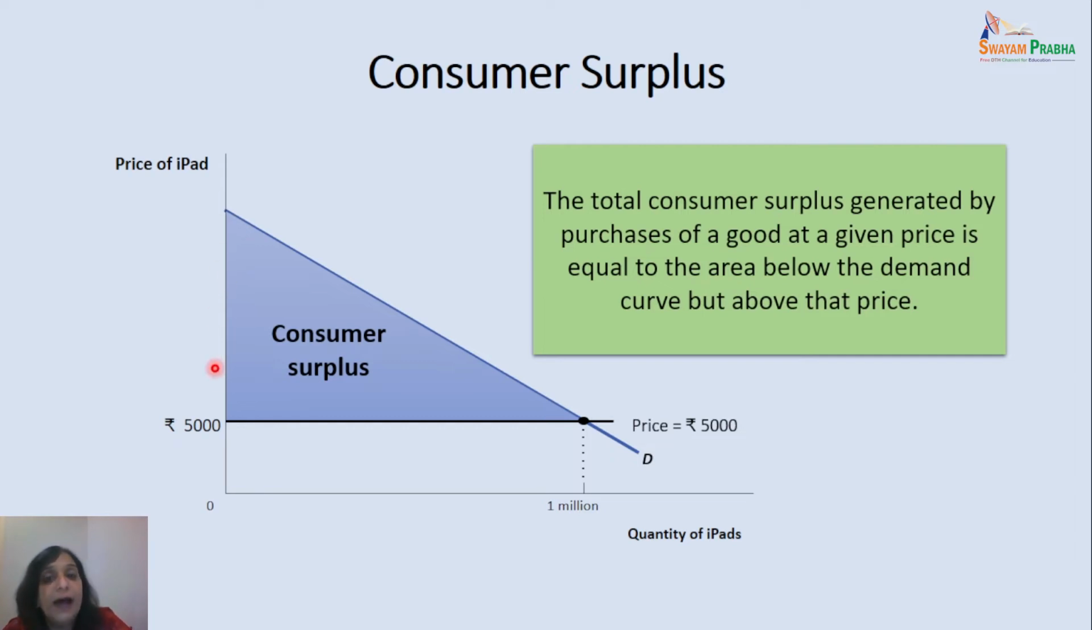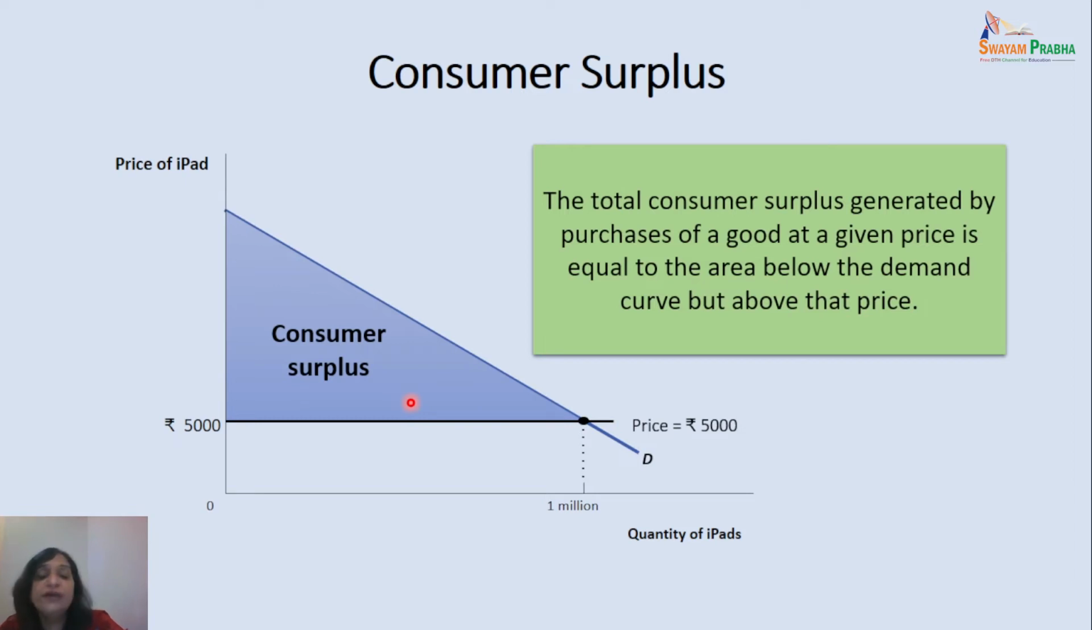So, in a demand curve, the total consumer surplus generated by a purchase of a good is all that area which is lying below the demand curve but above the market price. So all this area is lying below the demand curve, but this triangle is lying above the market price. So this blue triangle is our total consumer surplus.